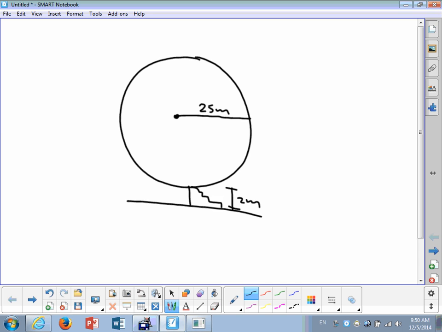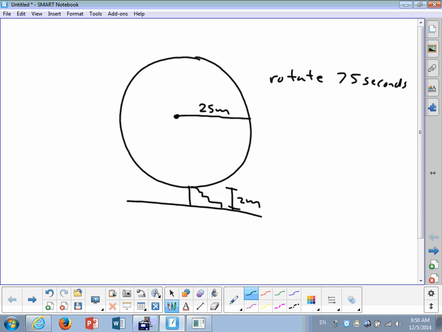And this Ferris wheel can rotate all the way around in 75 seconds. We're going to try to model this with an equation. What kind of equation would we use?